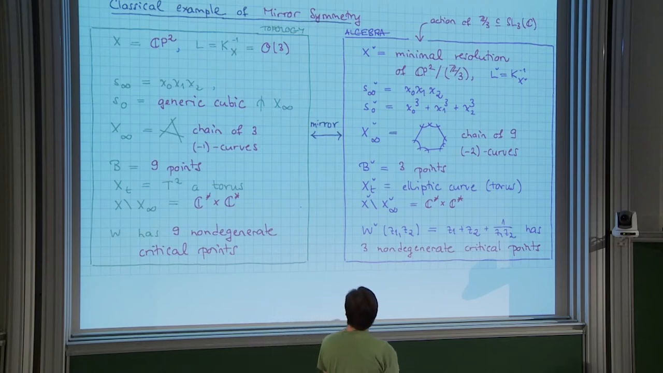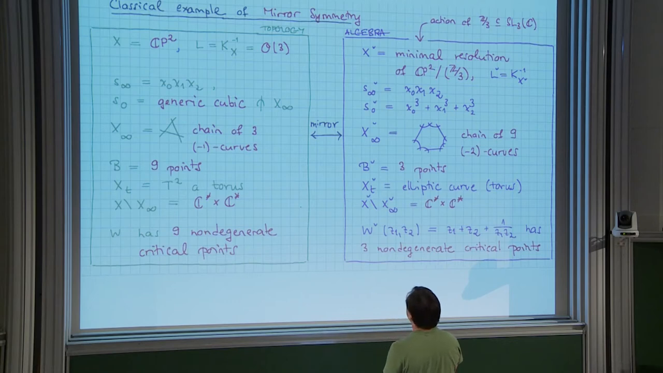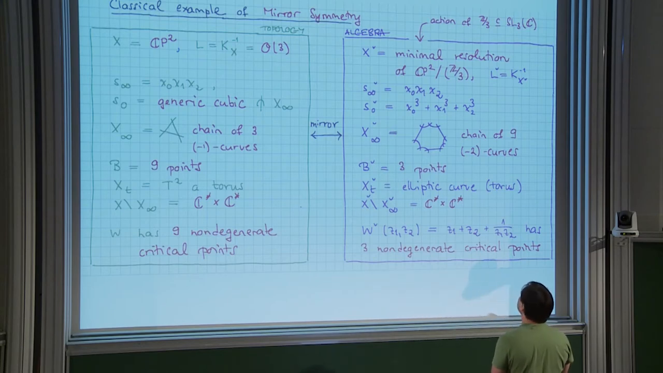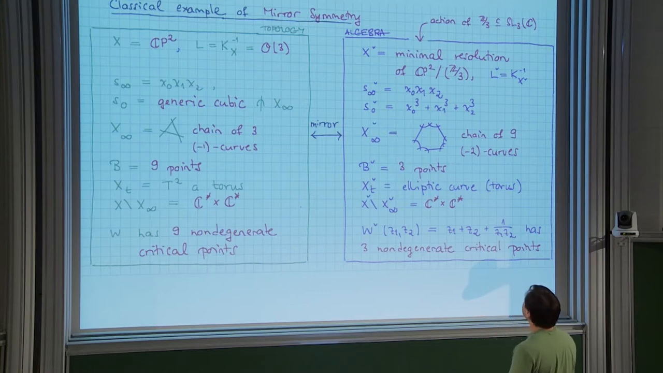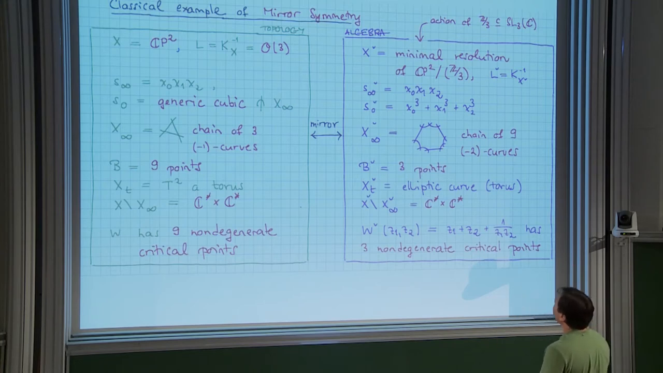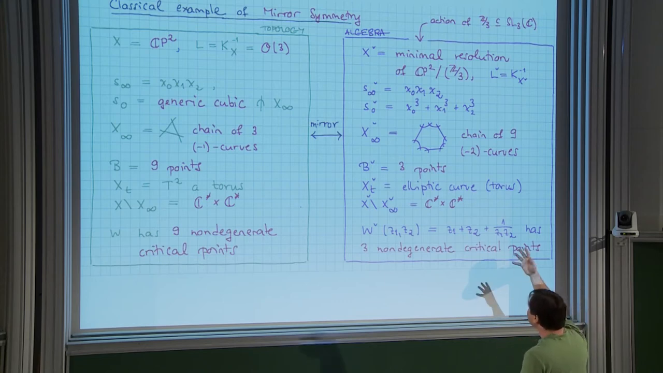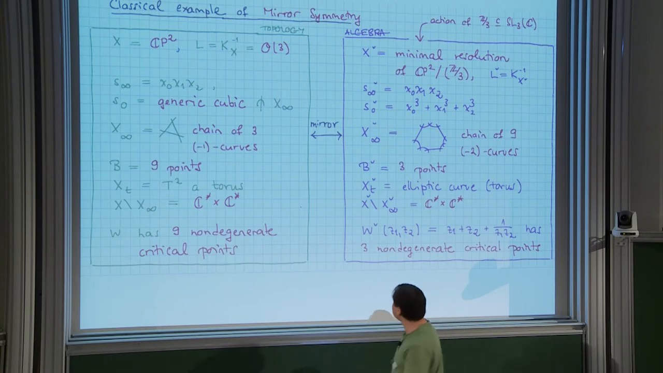Okay, so it's a little bit confusing, just a special feature of this example that the mirror looks vaguely similar, but you shouldn't attribute any importance to these similarities. So the mirror is, roughly speaking, an orbifold. So you take CP2, divide by Z3, in a way that gives you A2 singularities, which admit crepant resolutions, right, resolve them. Or you can just think of working on the orbifold. And you look at essentially the same thing, except the fiber at infinity will now look different, because you did this resolution, so it's a chain of 9 rational curves.